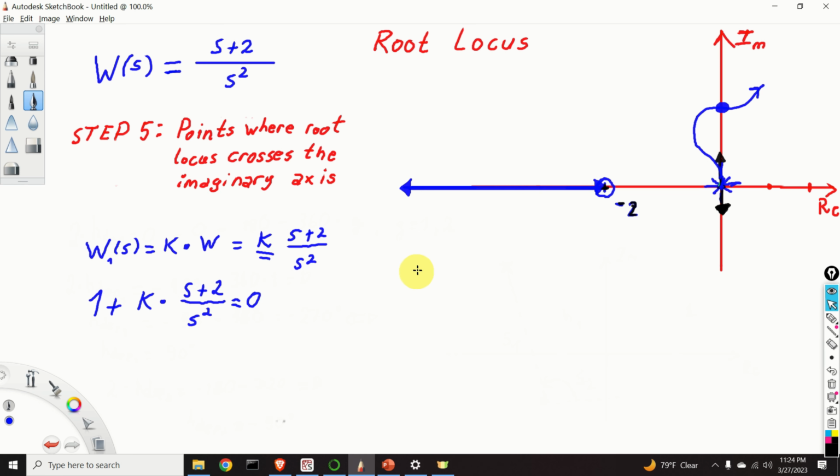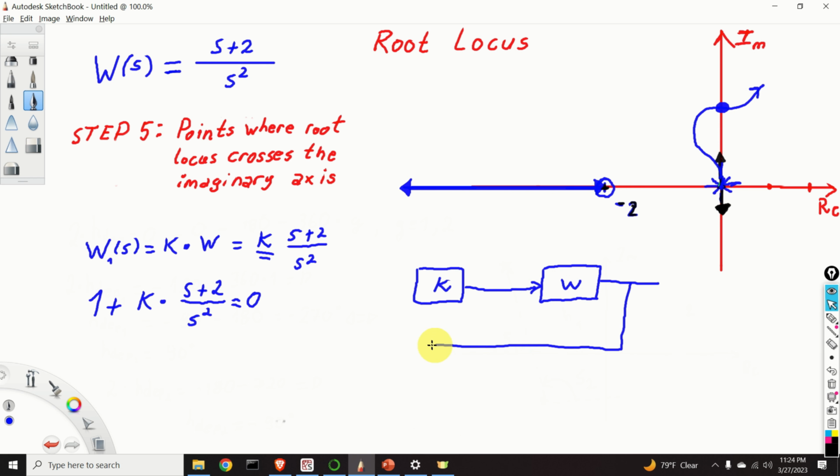Well, let's remember the basic structure of our controller. This is K. Our controller is simply a proportional term. Over here we have W. Then we assume a negative feedback until here. This is our reference, and this is our system. So the open loop transfer function is this part over here.